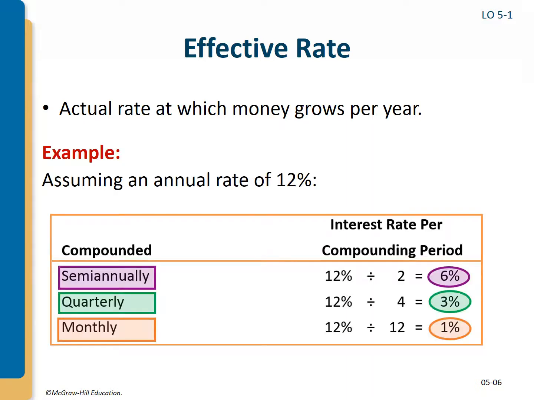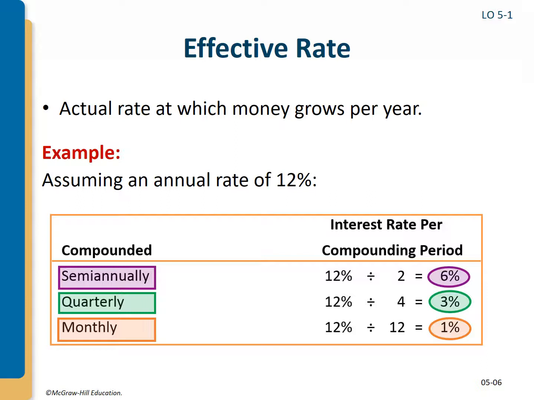So assume an annual rate of 12%. Depending on how often the amount is compounded will determine the interest rate for that period of time. What does that mean? All interest is stated in annual terms, 12%. But if your investment compounds semi-annually, then your interest rate will be 6% for the first 6 months and then 6% for the second 6 months.